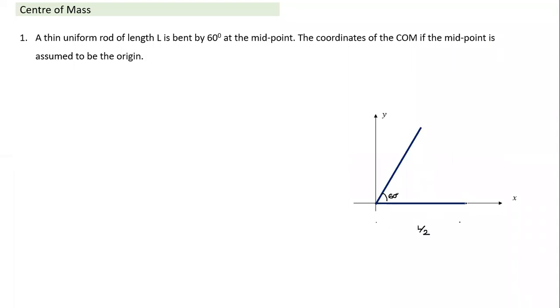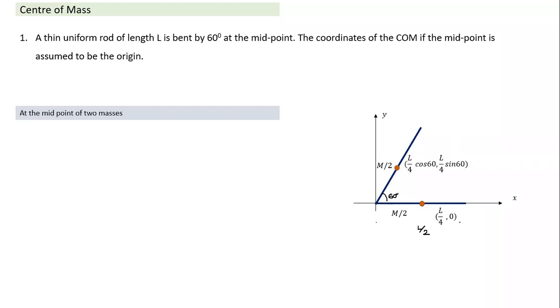If this is the figure given, as they say, if one side is taken along the x-axis, and the other side is along the positive y-axis, what will be the coordinate of the center of mass if the midpoint is assumed to be the origin? In this case also, we can break it down into two parts. One part is this, the other part is this, and we can replace the two rods with point masses placed at their centers.